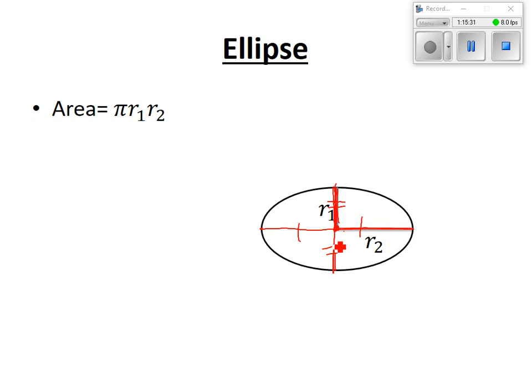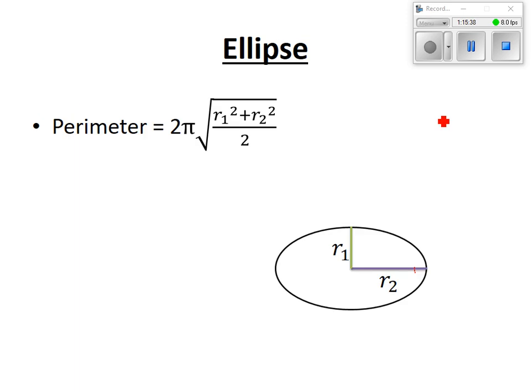If this whole thing is 8, then each part's 4. So that's for the area. The perimeter is that formula. It's a little tougher. Write it down real quick.